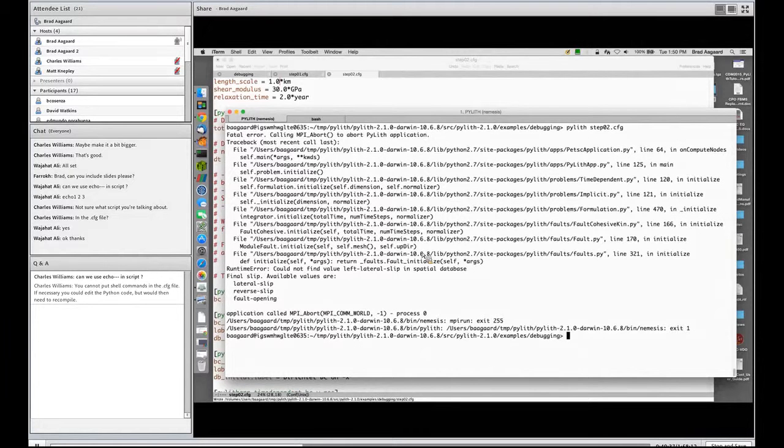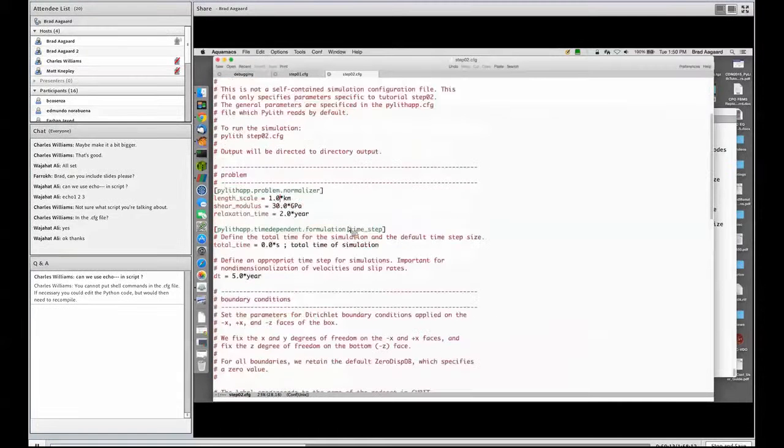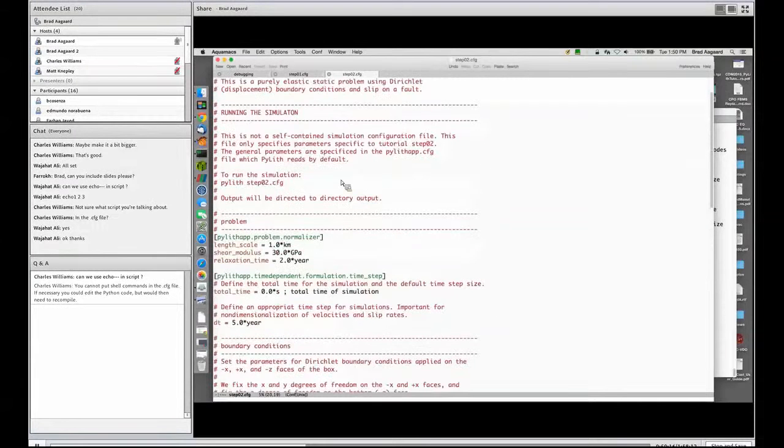And another error. It says could not find value left lateral slip in spatial database final slip. Available values, that's the values currently in the spatial database: lateral slip, reverse slip, fault opening. So PyLith is looking for this value, and these are the three values it found. Clearly, I forgot how lateral slip is labeled. It's left lateral slip and not just lateral slip. It was in the final slip database, so I need to look and see what file that is. So let's look for final slip.